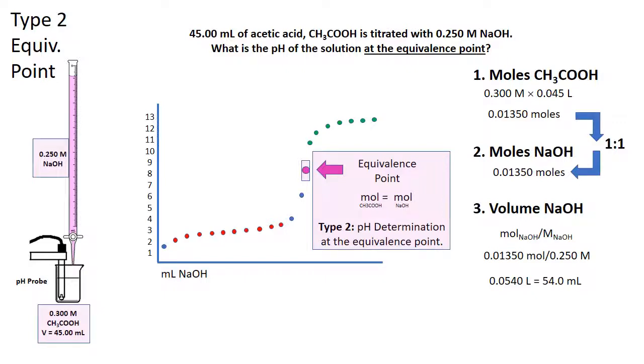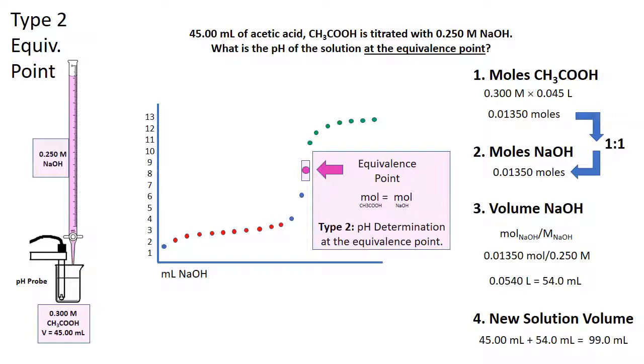Lastly, it will be important for us to know in a little while what the new total solution volume is. After all, we started with 45 milliliters of acetic acid, and we've just added 54 milliliters of sodium hydroxide to reach the equivalence point, and so it'll be useful information to know in the next slide just how much volume we have. 45 plus 54 gives us 99 milliliters of total volume at the equivalence point.